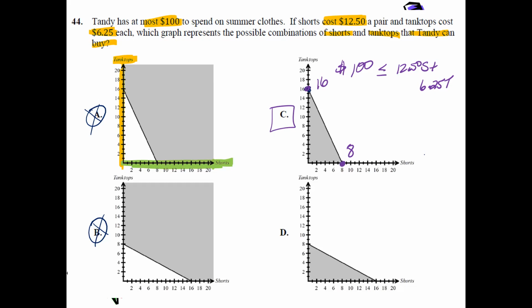And let's see, tank tops. Tank tops are $6.25. Shorts are more expensive, so $12.50. If you have one item that's less expensive, you can buy more of that item, right? So the reason why it's not D, because there's 8 tank tops and 16 shorts, is because tank tops are less expensive, $6. You can buy 16 tank tops, but you've got to balance it with the number of shorts. The number of shorts has to be smaller than the number of tank tops. Does that make sense, you guys? And that is your answer, C as in cat.